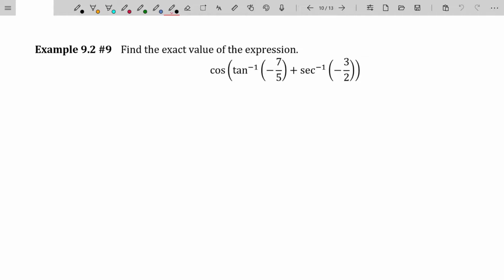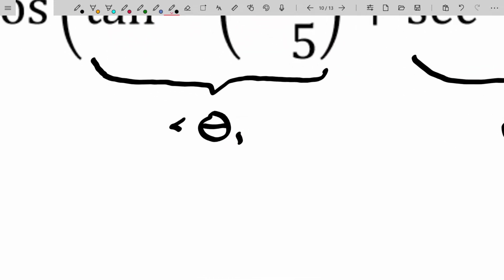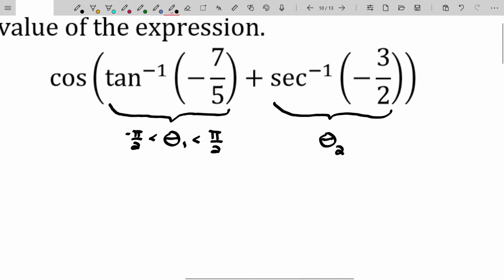So here we have a cosine of a tan inverse plus a secant inverse. Don't get overwhelmed by this. The whole trick to doing mathematics appropriately is to take your time and simplify the symbols. So tangent inverse, just like all inverse trig functions, just returns an angle. And secant inverse, just like all inverse trig functions, just returns an angle. The tangent inverse returns an angle between negative pi over 2 and positive pi over 2. That's the angle restriction on the inverse tangent.